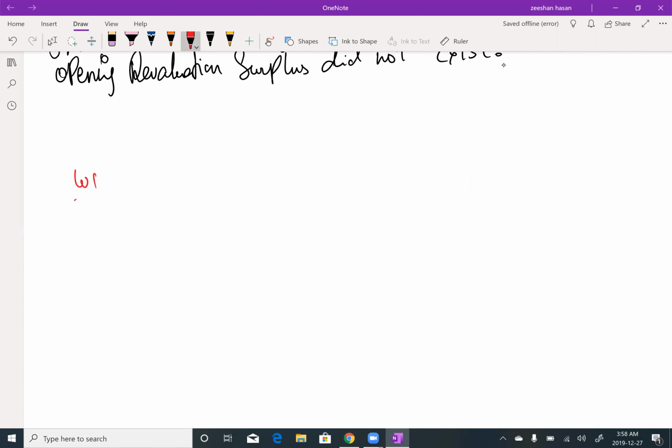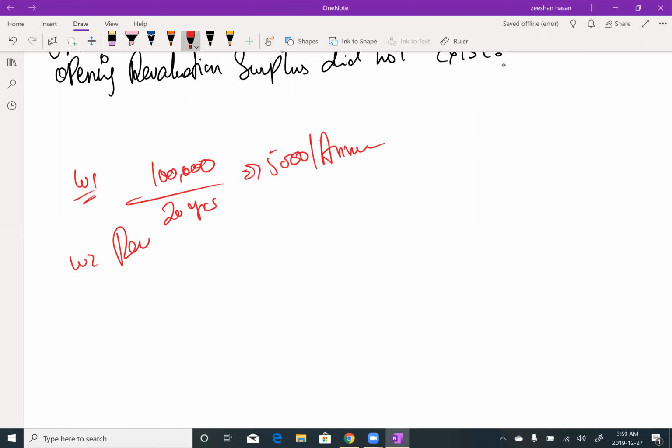So, my working one is simply to compute the depreciation, that is 100,000 divided by 20 years, and my depreciation is 5,000 per annum. And then my working two is revaluation of the asset.